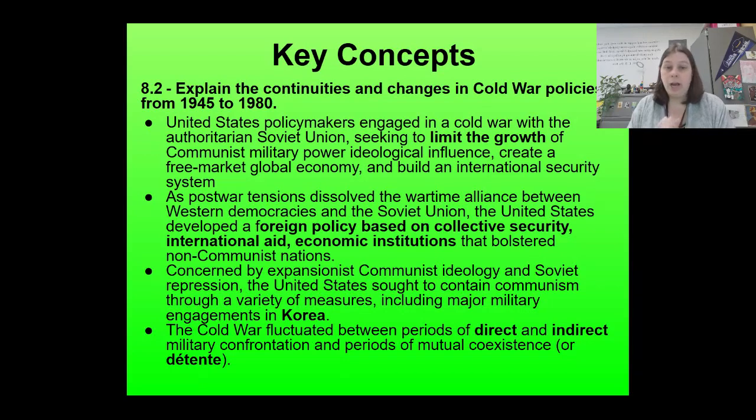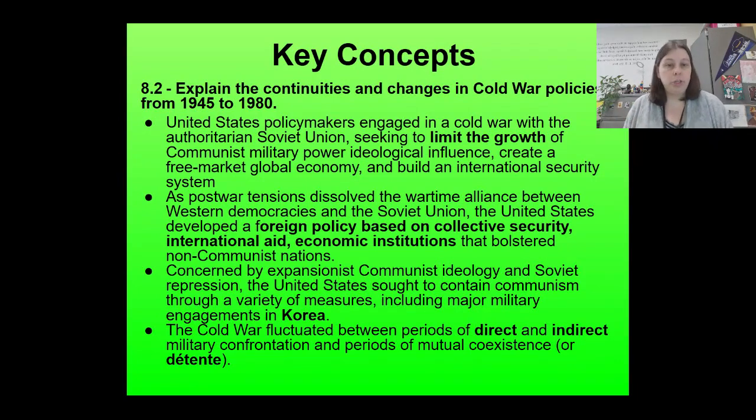So the Cold War is a conflict between the United States and the Soviet Union that goes from 1945 all the way until the Soviet Union's collapse in 1991. The College Board cuts this off awkwardly in 1980, so we'll be talking a little bit more about the end of the Cold War in the next historical period video, but this one is really where the bulk of the Cold War sits. And if you take a look at this key concept here, this is 8.2. This is a pretty good overview, or bird's eye view, of what the College Board wants you to know about the Cold War.